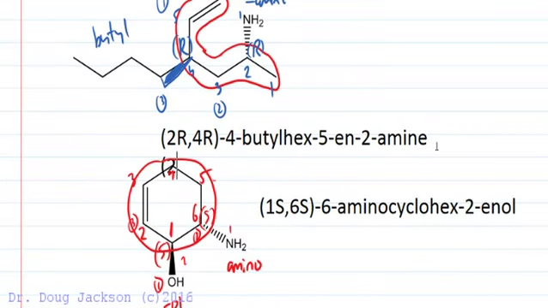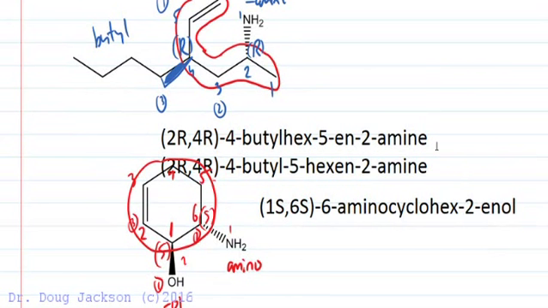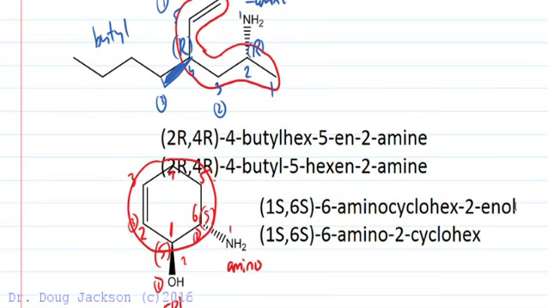And so we'd have a 2R, 4R, doesn't change. 4-butyl doesn't change. But then you bring the 5 out front, 5-hexene-2-amine. And then for the other example, the middle example, we'd still have 1S, 6S, 6-amino-2-cyclohexenol.